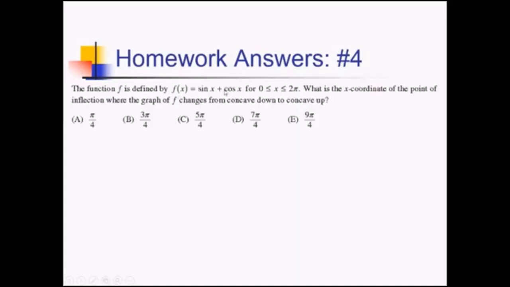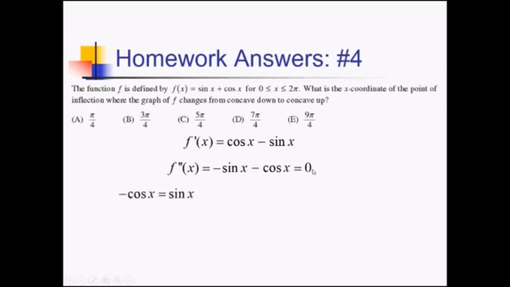F prime, to start us off, is going to be cosine of x minus sine of x. And then f double prime, we've got negative sine of x minus cosine of x. And that has to equal 0 somewhere. This is kind of a tricky one to solve if you've never done one of these before. The idea, though, is that we have to get sine and cosine on opposite sides of the equation and then divide to get tangent. So I'm going to start by adding sine over to the right side here.